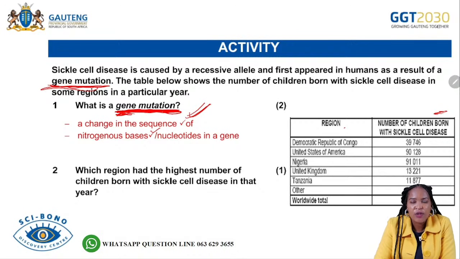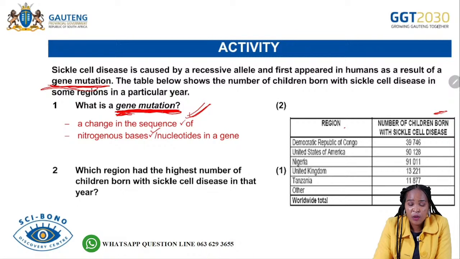It is the sequence of the nitrogenous bases, because all mutations are actually changes, but you need to specify this one: it is the change in the sequence of nitrogenous bases. That's where you get your full marks. Please don't lose those marks. Check where your ticks are.